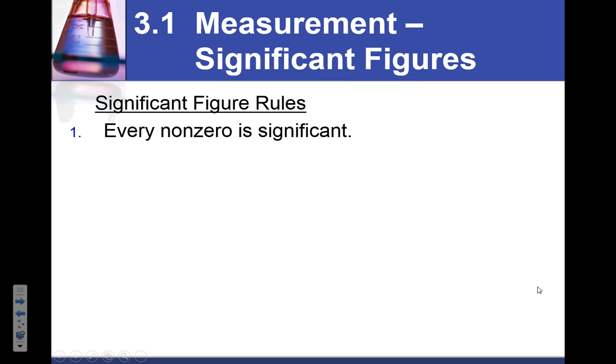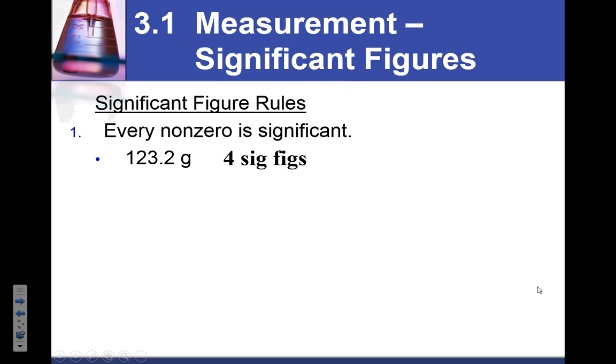Every non-zero is significant. So if I'm making a measurement and I write down numbers that aren't zero, they were always a valid part of my measurement. They're not just placeholders to tell me where the decimal is. So if I write down 123.2 grams, I literally mean every one of those digits was a valid part of my measurement. So that would have four significant figures.